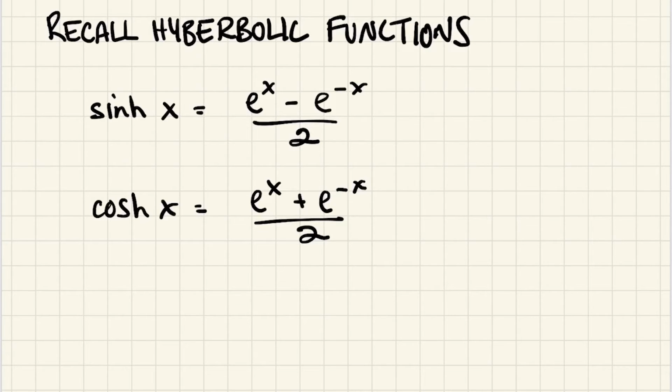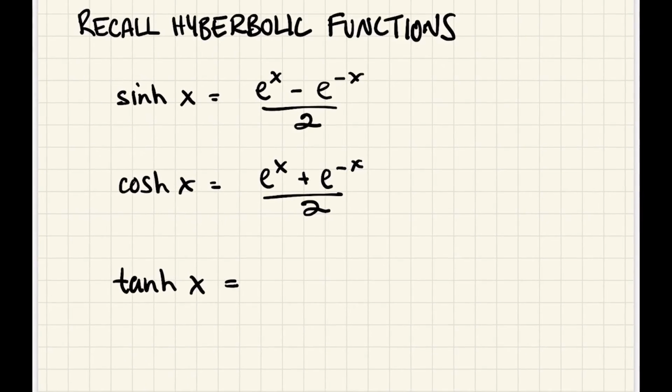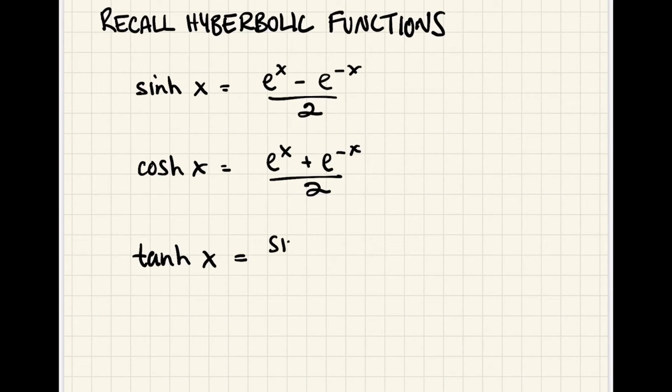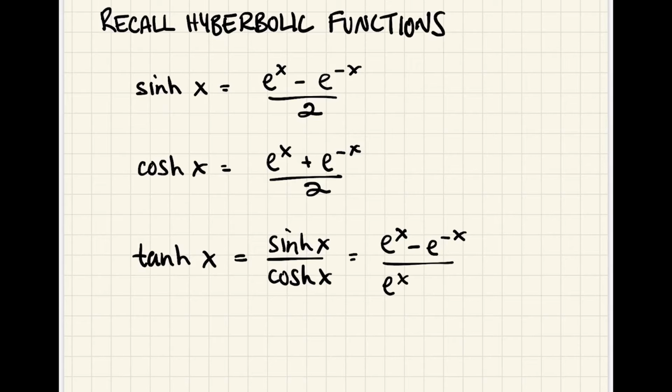Now, if you understand those two definitions, and you understand the basic reciprocal identities from trigonometry, then you can conjure up the definition of all the other hyperbolic functions. For example, hyperbolic tangent, or tanh, is just sinh over cosh, which would be the numerator from sinh, divided by the numerator from cosh. The 1/2s cancel. So there's the definition of tanh.